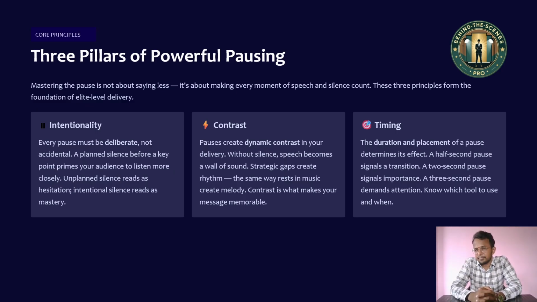And the third one is timing. As I said, a longer pause can be considered as you don't want to speak. So the pause timings are as small as 2 seconds or 3 seconds. They call a 2 second pause an importance pause and a 3 second pause a demanding attention pause. And a half second pause signals a transition.